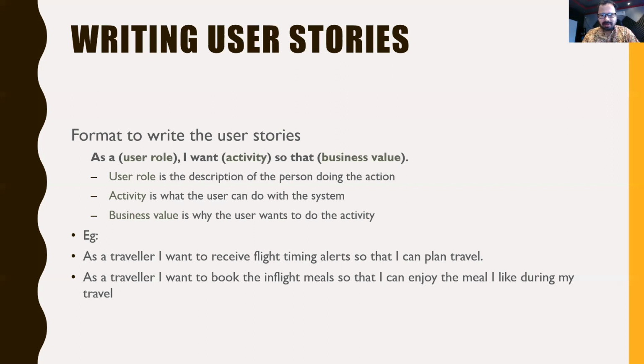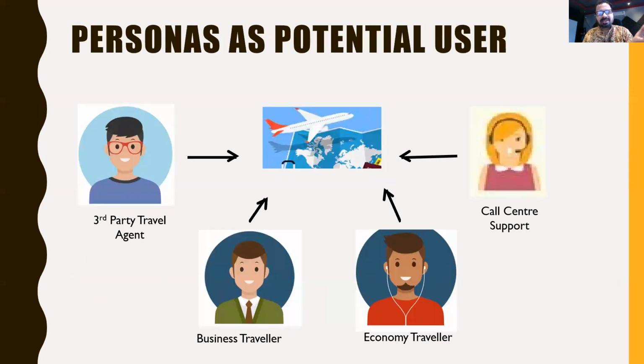Now, what is this user role? Why are we writing it in this particular format? This format helps us understand for whom we are building it, whether it is a traveler, an admin user, a travel agent, or the call center that is managing the reservation platform, right? These are the folks who are coming. If you look at it, these are called personas or potential users.